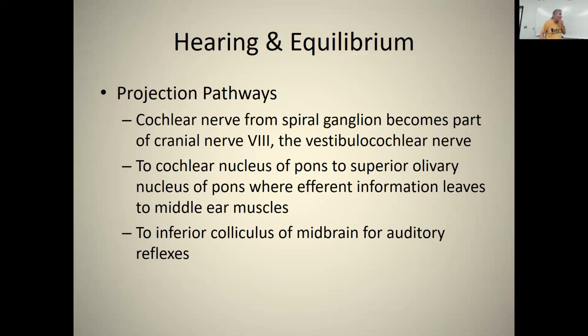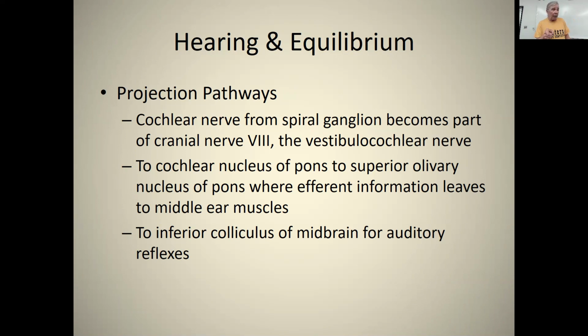Okay, projection pathways. The cochlear nerve from the spiral ganglion becomes part of cranial nerve 8, the vestibulocochlear nerve. To the cochlear nucleus of the pons, to the superior olivary nucleus of the pons, where efferent information leaves to the middle ear muscles. Here's where you have that tympanic reflex that can stiffen the ossicles if you hear a really loud noise. Although some really loud modern noises are too loud and too fast, it doesn't really work, and you end up with ear damage. Then to the inferior colliculus of the midbrain for auditory reflexes.